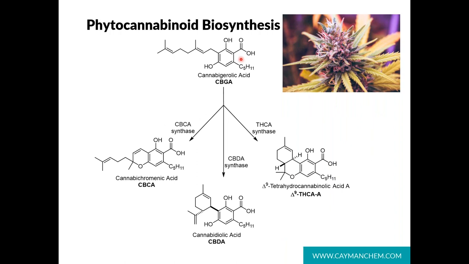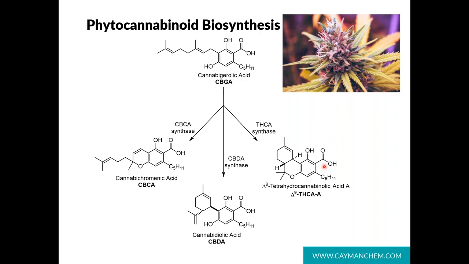Once CBGA is formed in the plant, it can proceed down 3 distinct biosynthetic pathways. CBGA can cyclize to form cannabichromenic acid, or CBCA, by the action of CBCA synthase, or it can undergo oxidative cyclization by the action of CBDA synthase to give the substituted cyclohexene ring structure known as cannabidiolic acid, or CBDA. Finally, CBGA can be acted upon by THCA synthase for cyclization to delta-9 tetrahydrocannabinolic acid A, or THCA-A.